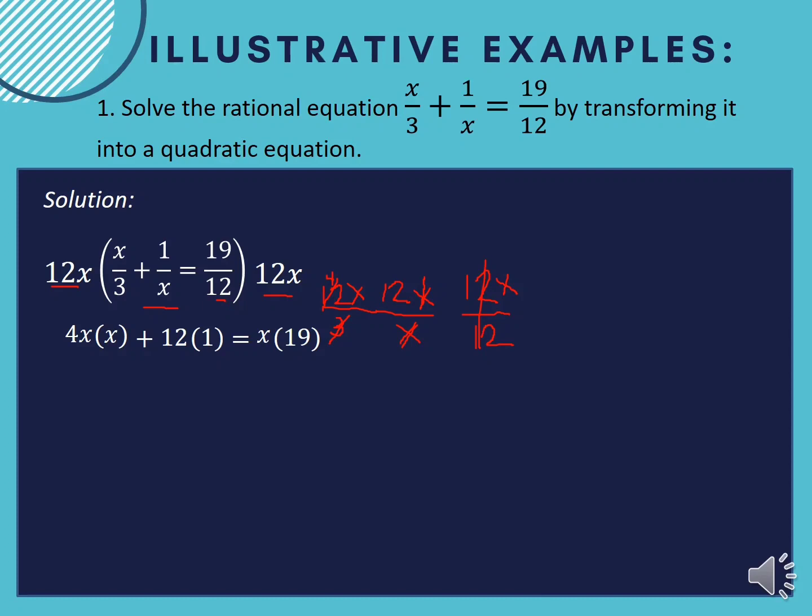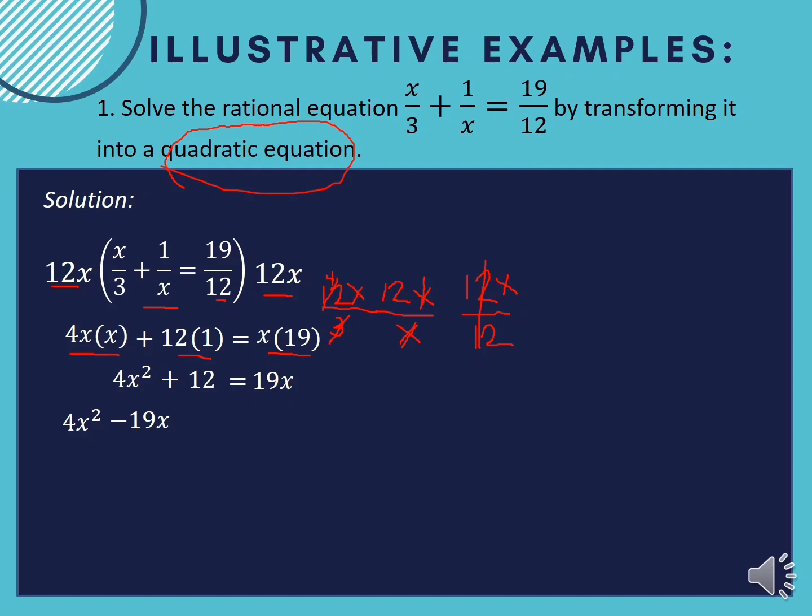Next step is to simplify. So, 4x times x is 4x squared. Then, plus 12 times 1 is positive 12. x times 19 is equal to 19x. Now, since we have to transform it into a quadratic equation, let us change it into standard form. So, that would become 4x squared minus 19x.